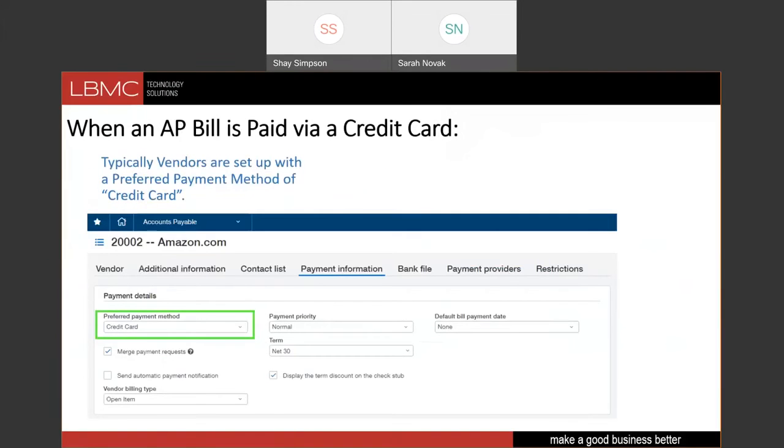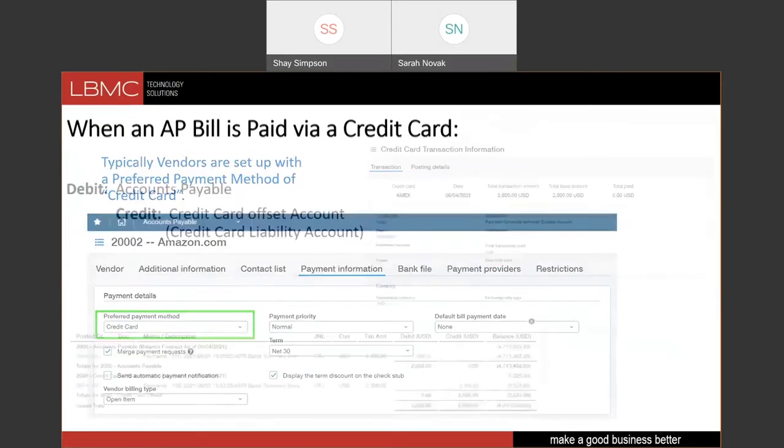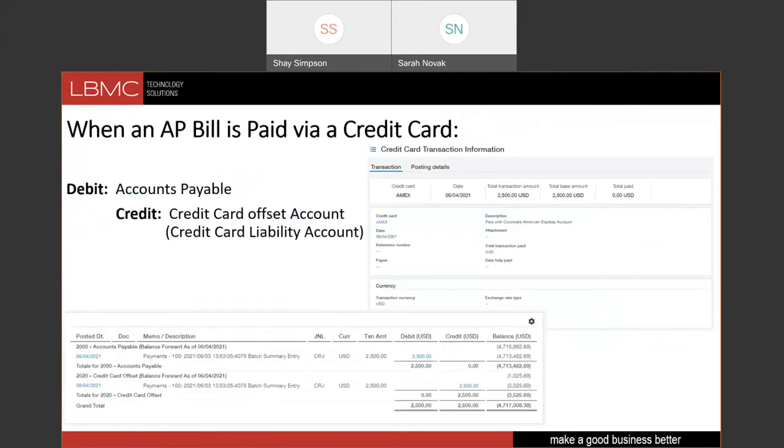All right, when we pay an AP bill via a credit card, a lot of times we will set up on our vendors the preferred method of payment as credit card. When that AP bill is paid, it's going to debit accounts payable and credit the credit card liability account.